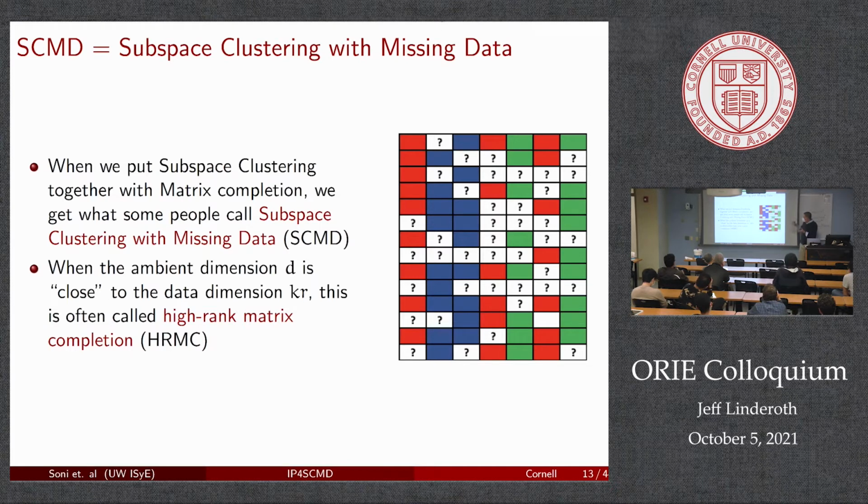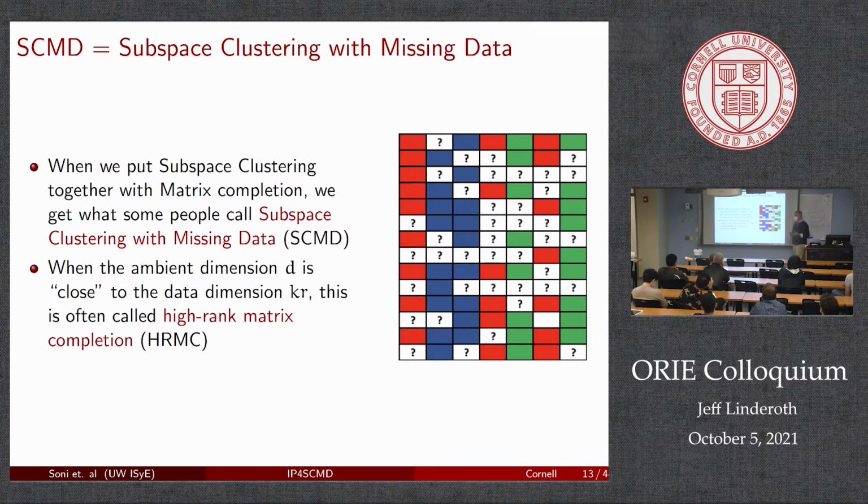We don't know the whole matrix, but we still need to color the columns, or cluster them appropriately. And then within each cluster, we need to find a basis for that low rank subspace.